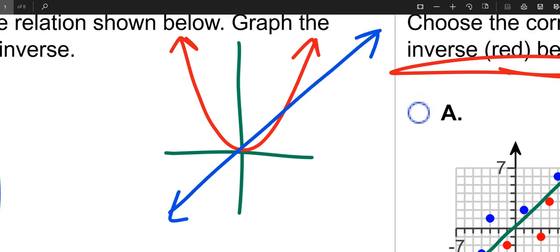I want you to practice. You can use a different color. You can use a dotted shape. But I want you to try to draw the inverse, knowing that it has to be a reflection across that line. Try your best to draw what you think the inverse is going to look like.